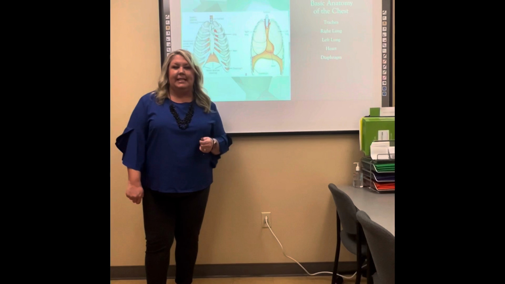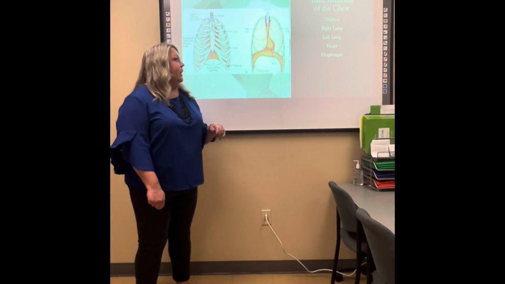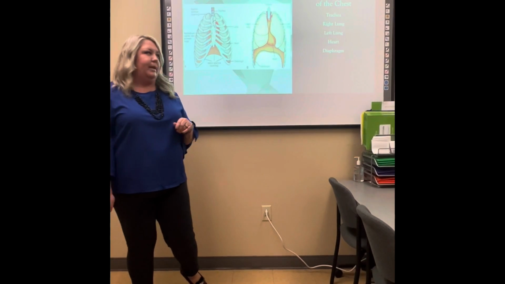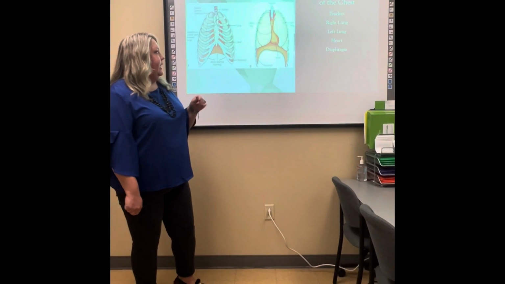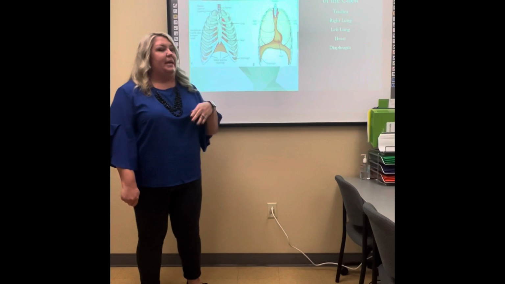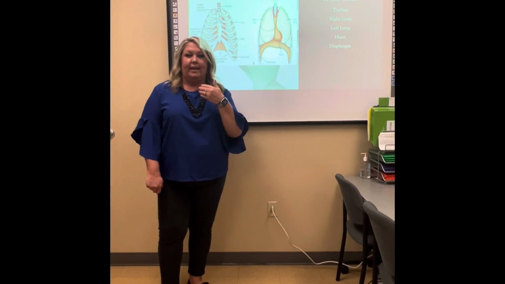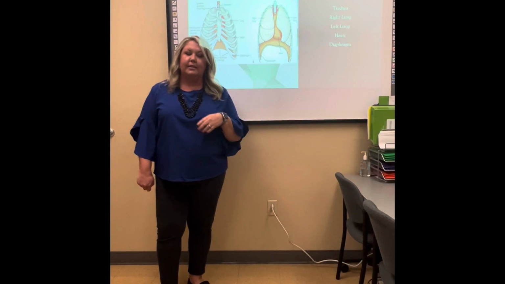We're just going to do the basic anatomy of the chest today. We're going to go over the trachea, the lungs, and then heart and diaphragm just a little bit. So let's first go over the trachea. The trachea is going to be anterior to the esophagus. That's going to be our airway that brings the air down into our lungs.